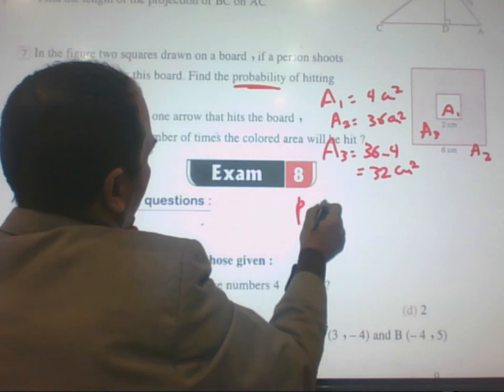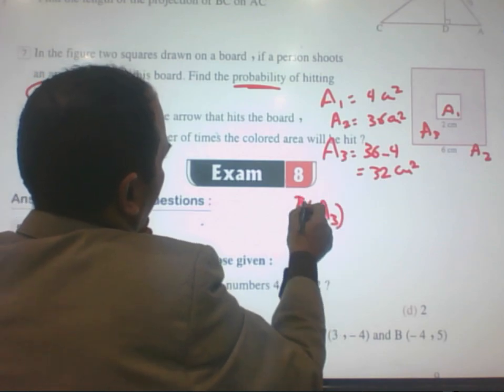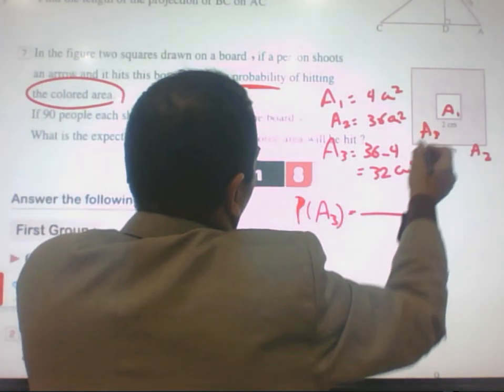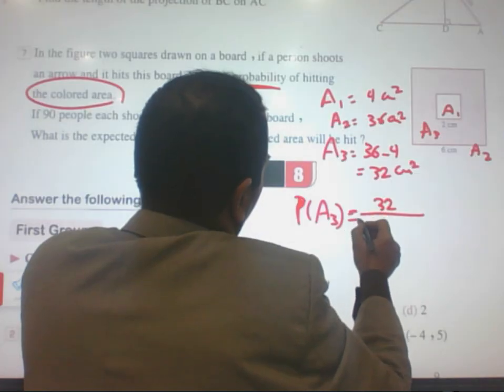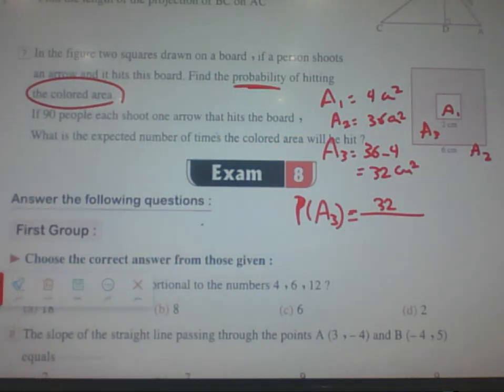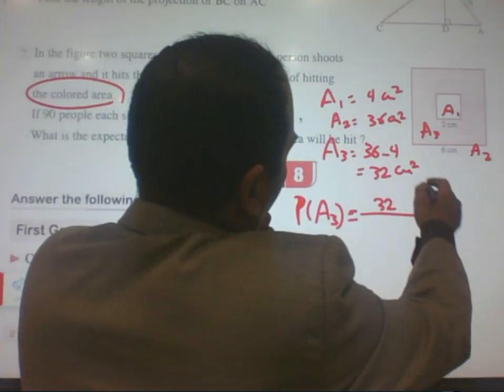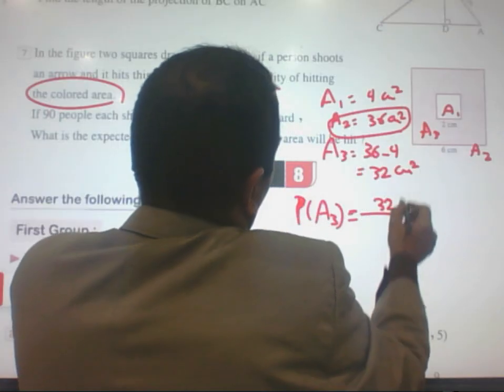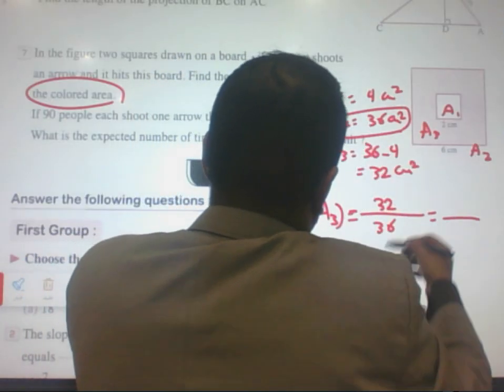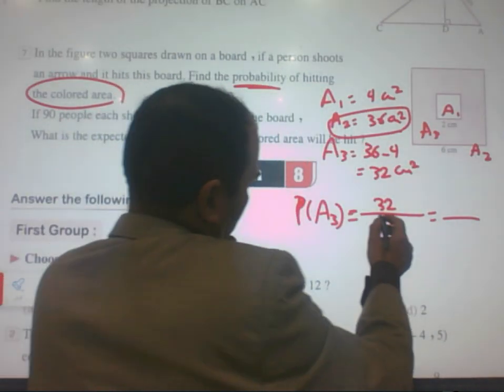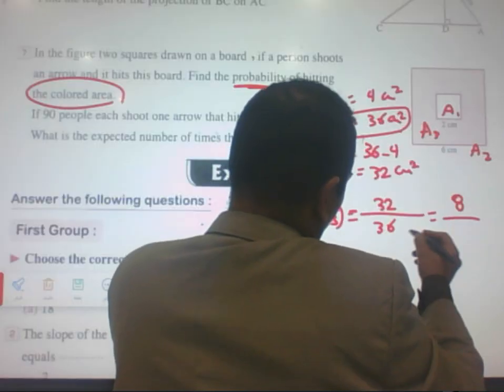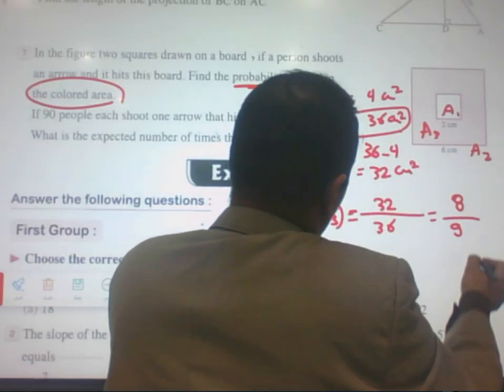Then the probability for area 3: 32 over the total area, which is 36. The total area is 36. Then we can divide by 4: 32 divided by 4 equals 8, and 36 divided by 4 equals 9. It will be 8 over 9.